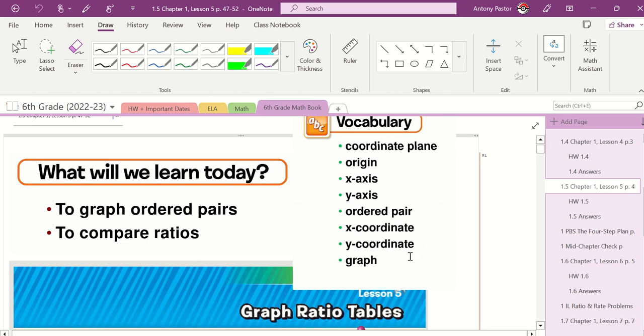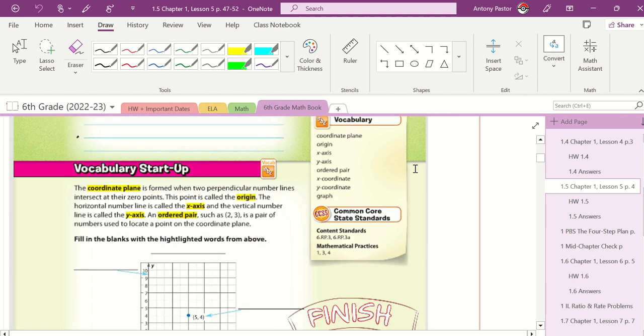If you've already started a chapter 5 vocabulary page, that's fine. You may want to add to it if you haven't already, or you may want to have this in this lesson, because we're going to go over every single one of these in detail. Starting with coordinate plane. A coordinate plane is basically where you're going to graph.